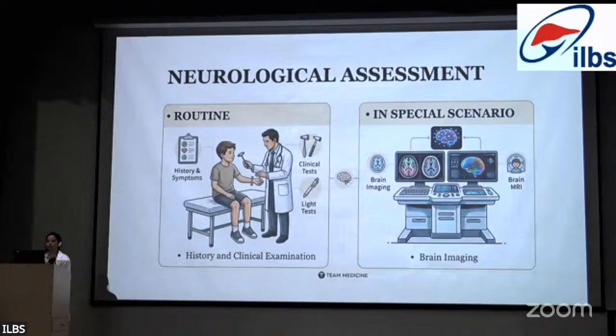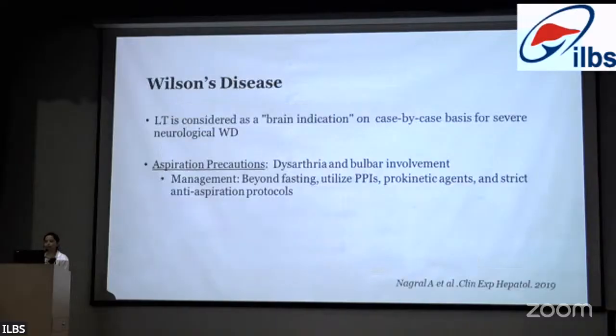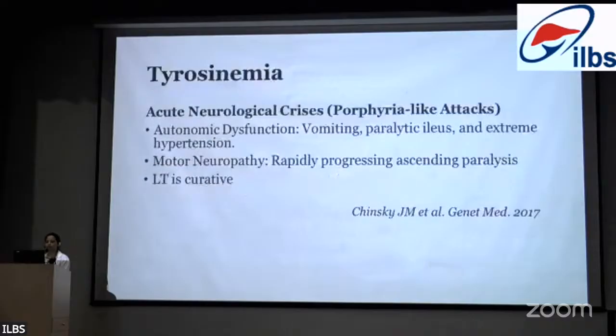Coming to neurological assessment, routinely we do history and clinical examination, but in special scenarios we go for brain imaging as well. Wilson disease, LT is considered a brain indication on a case-by-case basis for severe neurological Wilson disease. Sometimes these children present with dysarthria and bulbar involvement, so we should take special aspiration precautions. Beyond fasting, we should use PPI, prokinetics, and strict anti-aspiration protocols.